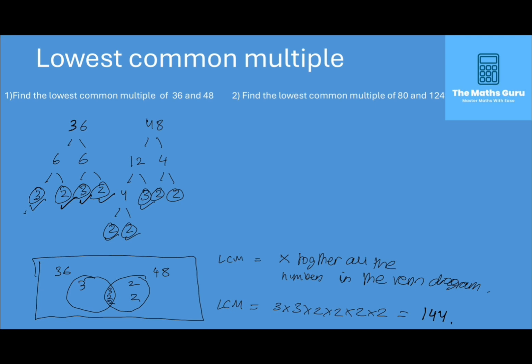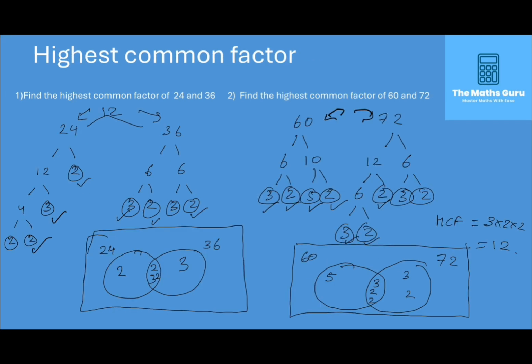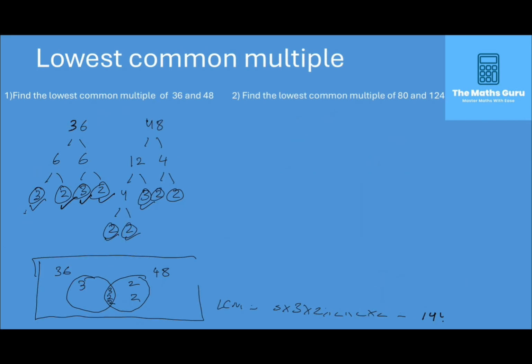Moving on to the next one. Okay, let me just make some space. Get a bigger rubber. Okay. Exact same method. 80 gets broken down into 8 and 10. Break this down into 4 and 2. Break this into 2 and 2. Then go 5 and 2. These are our prime factors for 80.